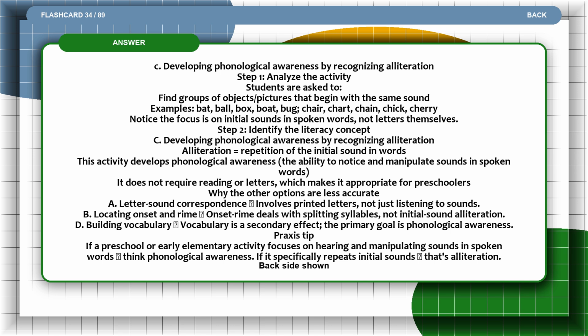A. Letter-sound correspondence. Right arrow involves printed letters, not just listening to sounds. B. Locating onset and rhyme. Right arrow onset rhyme deals with splitting syllables, not initial sound alliteration. D. Building vocabulary. Right arrow vocabulary is a secondary effect. The primary goal is phonological awareness. Praxis tip: if a preschool or early elementary activity focuses on hearing and manipulating sounds in spoken words, right arrow think phonological awareness. If it specifically repeats initial sounds, right arrow that's alliteration.